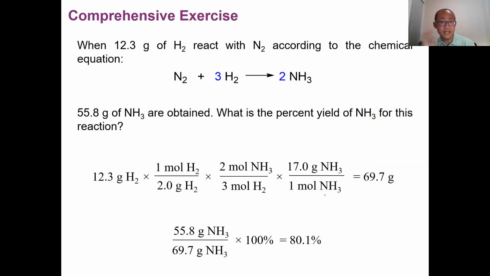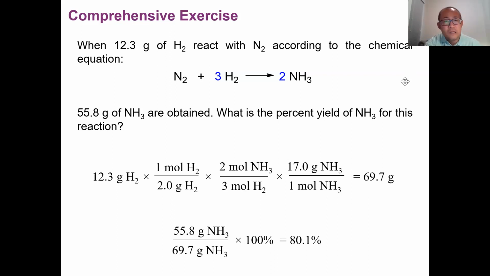Okay, next is a comprehensive practice. I put the key here, but I want to go over it with you. And again, when you practice, I hope you cover the key and do them again and again, so you get all the ideas about moles to grams, grams to moles, stoichiometry, and yield calculations. Everything, the whole logic flow. Okay, so here's the question.